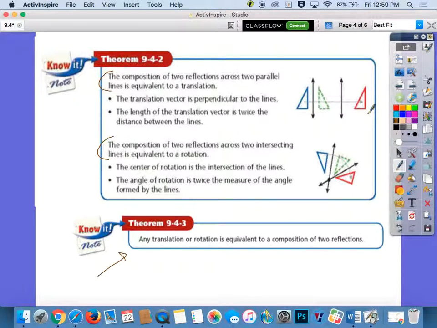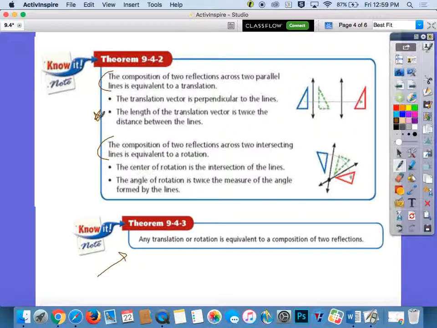Okay. So that's basically what it tells you right here. It's perpendicular to the line. So these guys are parallel right here. Your translation vector is perpendicular. It's literally going straight across. It's not going down. It's not sliding down. It's not sliding up. It's going straight across to slide.